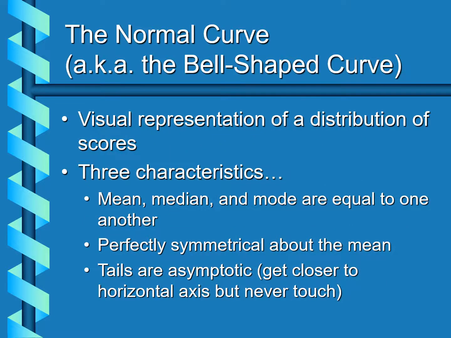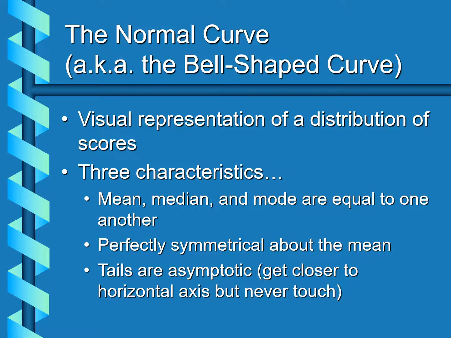The normal curve, of course, has specific characteristics. It is a visual representation of a distribution of scores. Normally, again, the larger the sample size, the more you're going to get a bell-shaped curve. But there are three specific characteristics that we need to have for a normal distribution. One is that the mean, the median, and the mode are all exactly the same. It is also perfectly symmetrical about the mean.